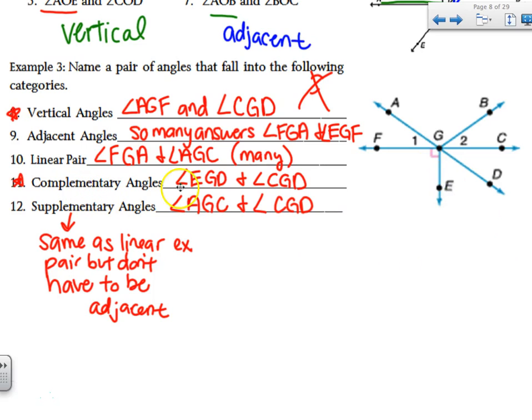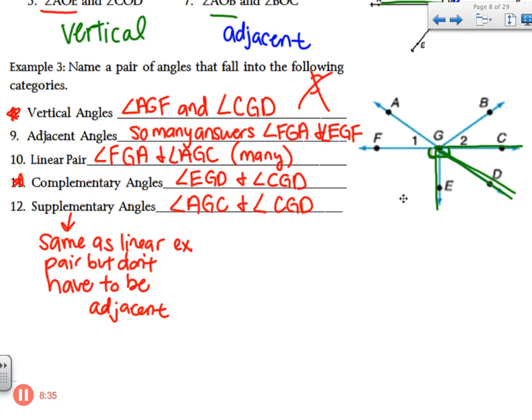Complementary angles, there was only one, and they have to be equal to 90, and so you can't name this angle here, FGE, because that's already 90. We know complementary deals with 2 angles that equal 90. So if this box right here is 90, then I know this box over here would be 90 as well. So then these are my 2 complementary angles, C, G, and D, and then E, G, and D, in any way you want to name those 2.